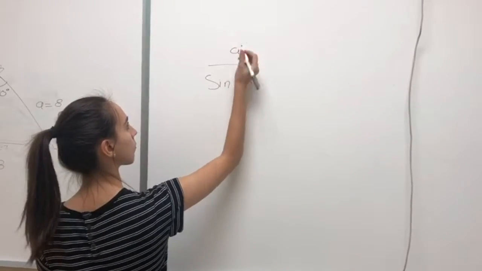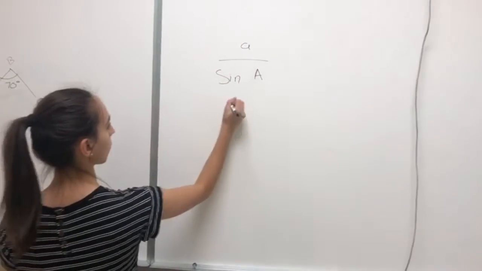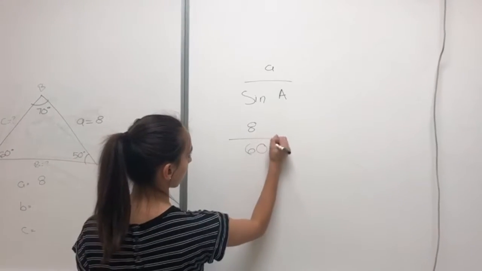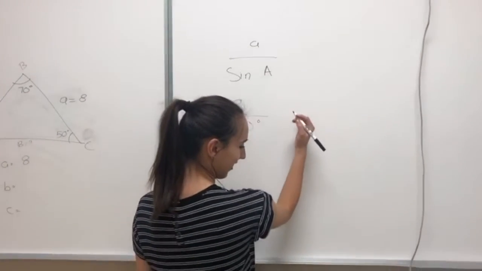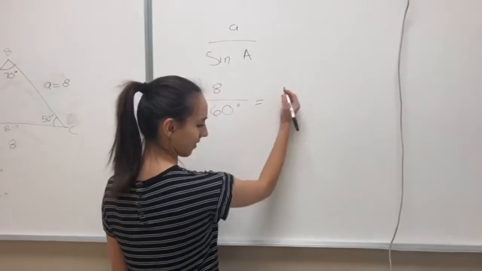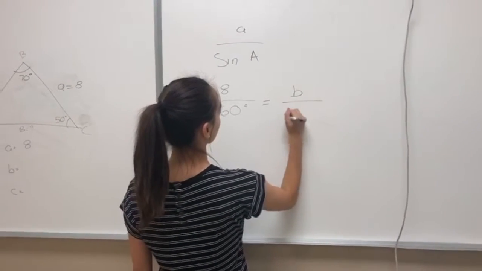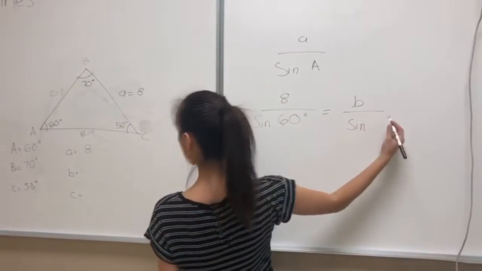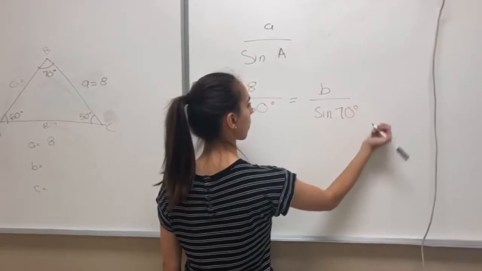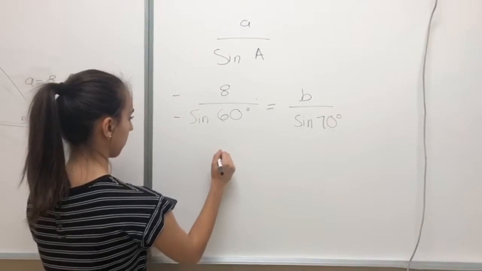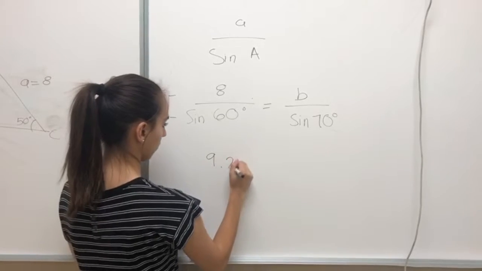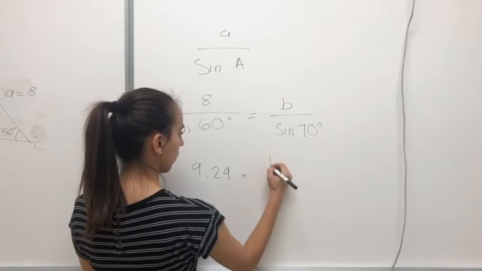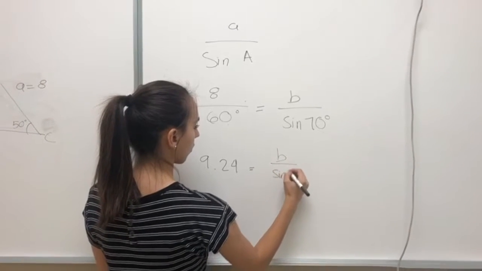To get the side of B, you have to use the formula A divided by sine of A equals B over the sine of B. You have the A and the sine of A, and so you put it in, which is 8 and 60, and then equals B divided by sine of 70. Then you divide 8 by sine of 60, which gives you 9.24, equals B divided by the sine of 70.